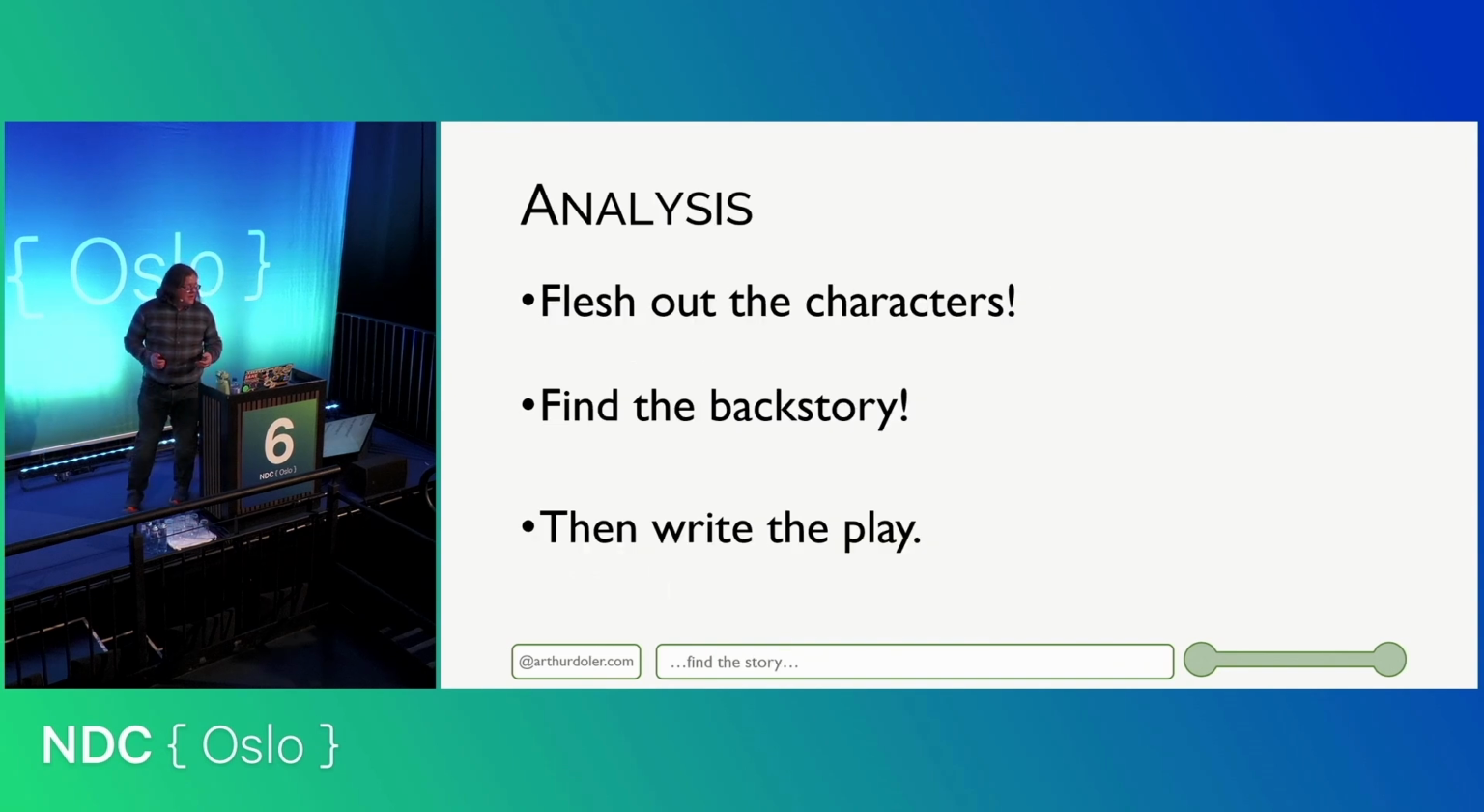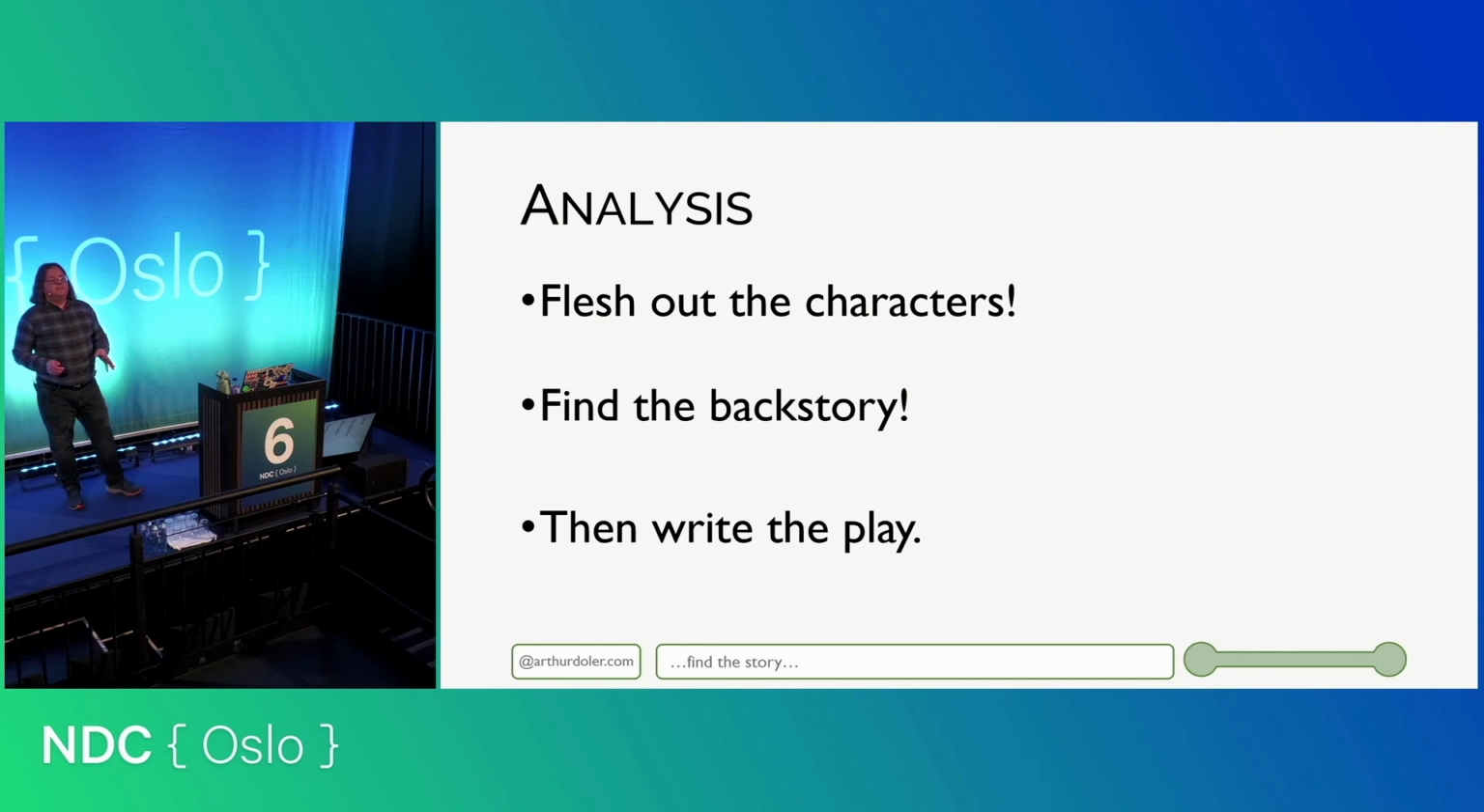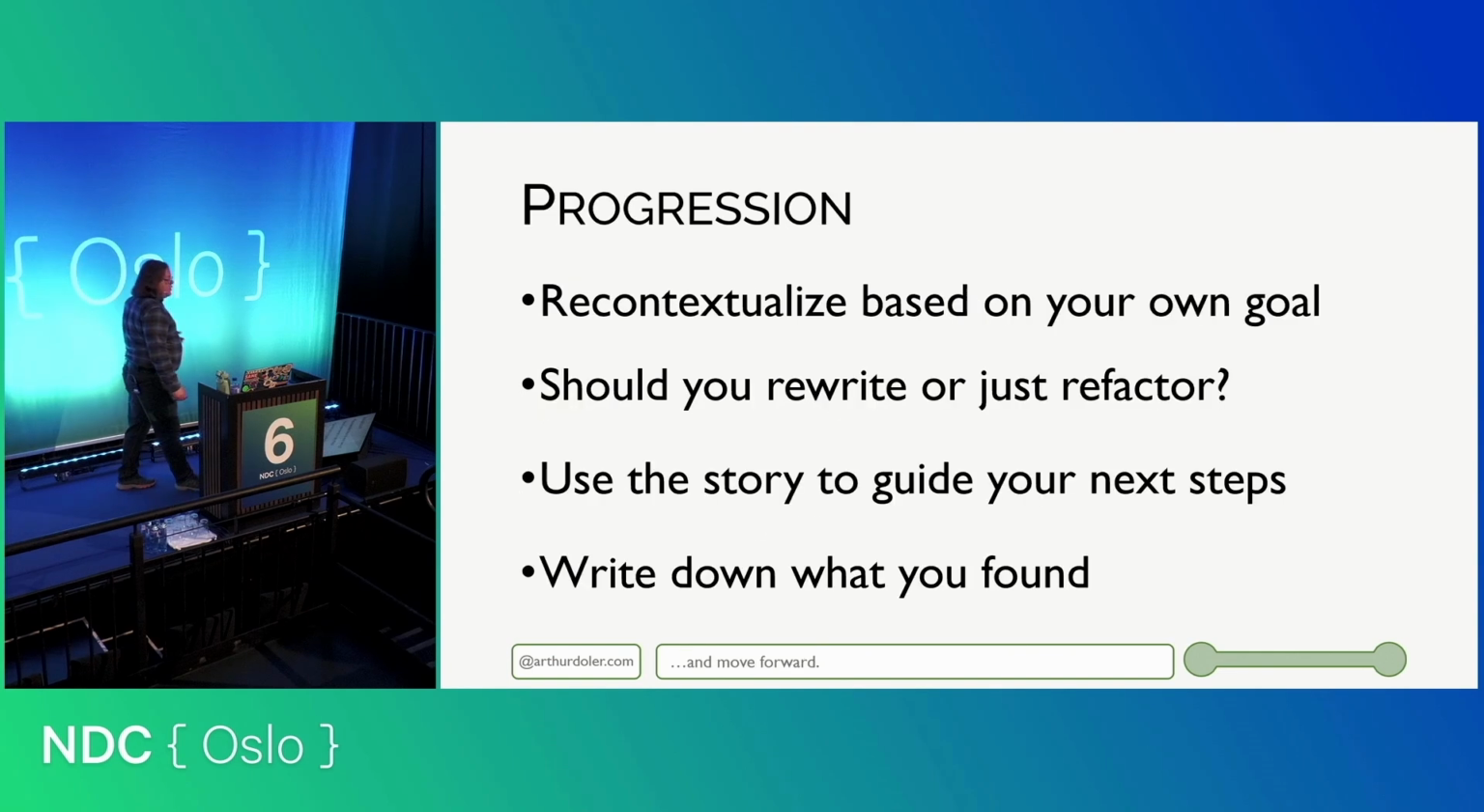For analysis, flesh out the characters, find the backstory, and write that play. And lastly, for progression, recontextualize based on your own goal. What were you trying to achieve? Should you rewrite? Just refactor. Use that story to guide your next steps and write down the things you found.